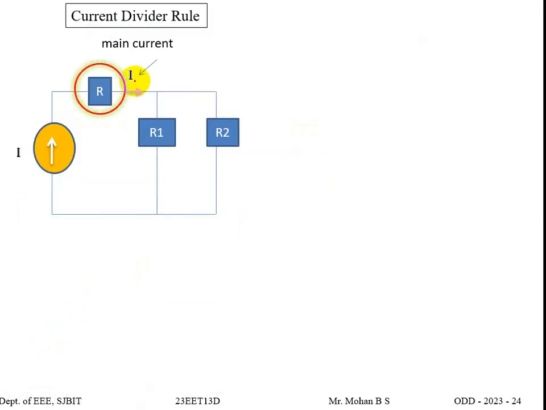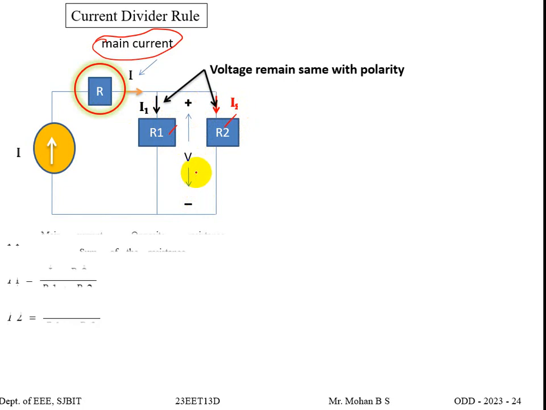So now this is the circuit, just a derivation. We have 3 branches where we know the current from the current source, and one has to find I1 and I2. Now, we know that R1 and R2 are in parallel, so their voltage remains the same, with positive at the top and negative at the bottom.